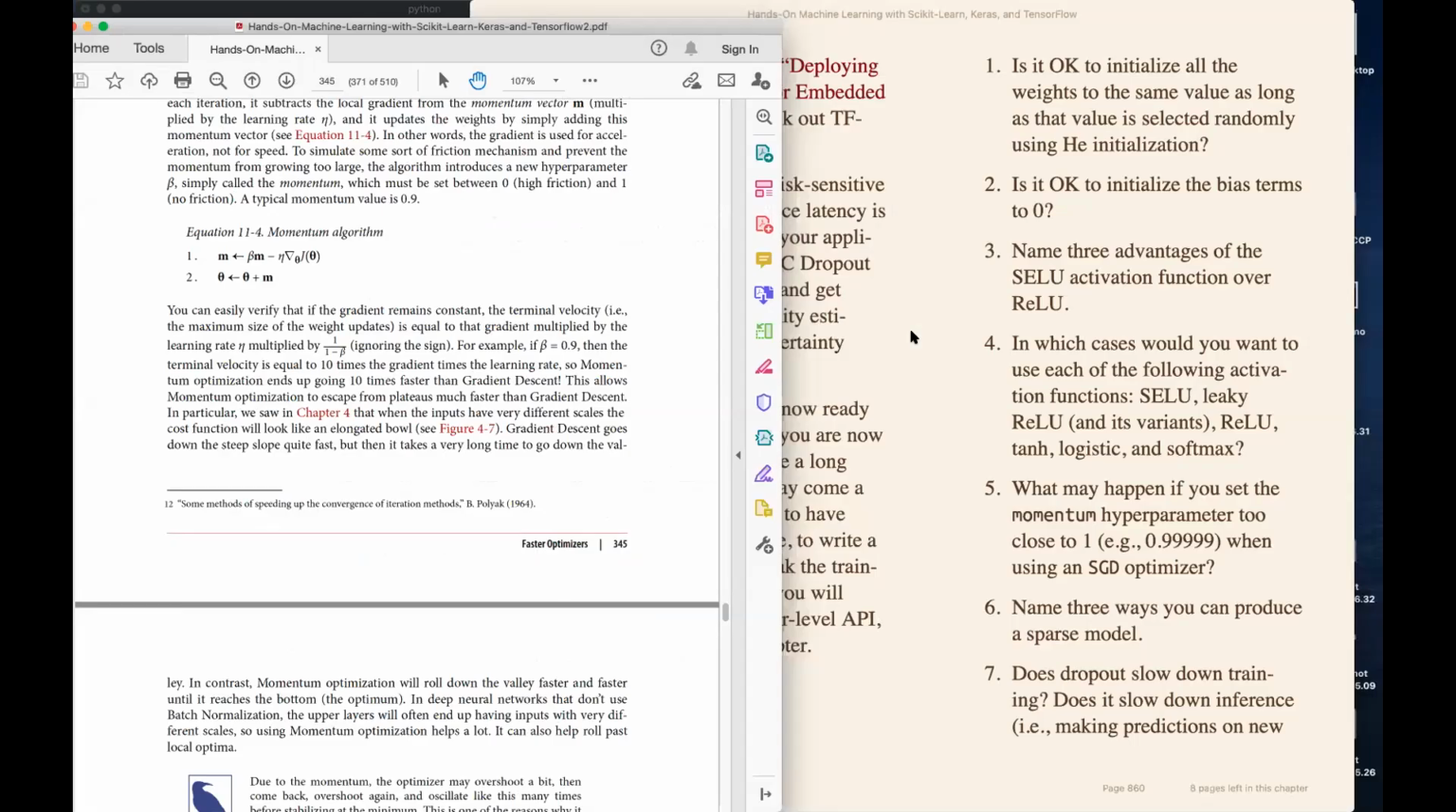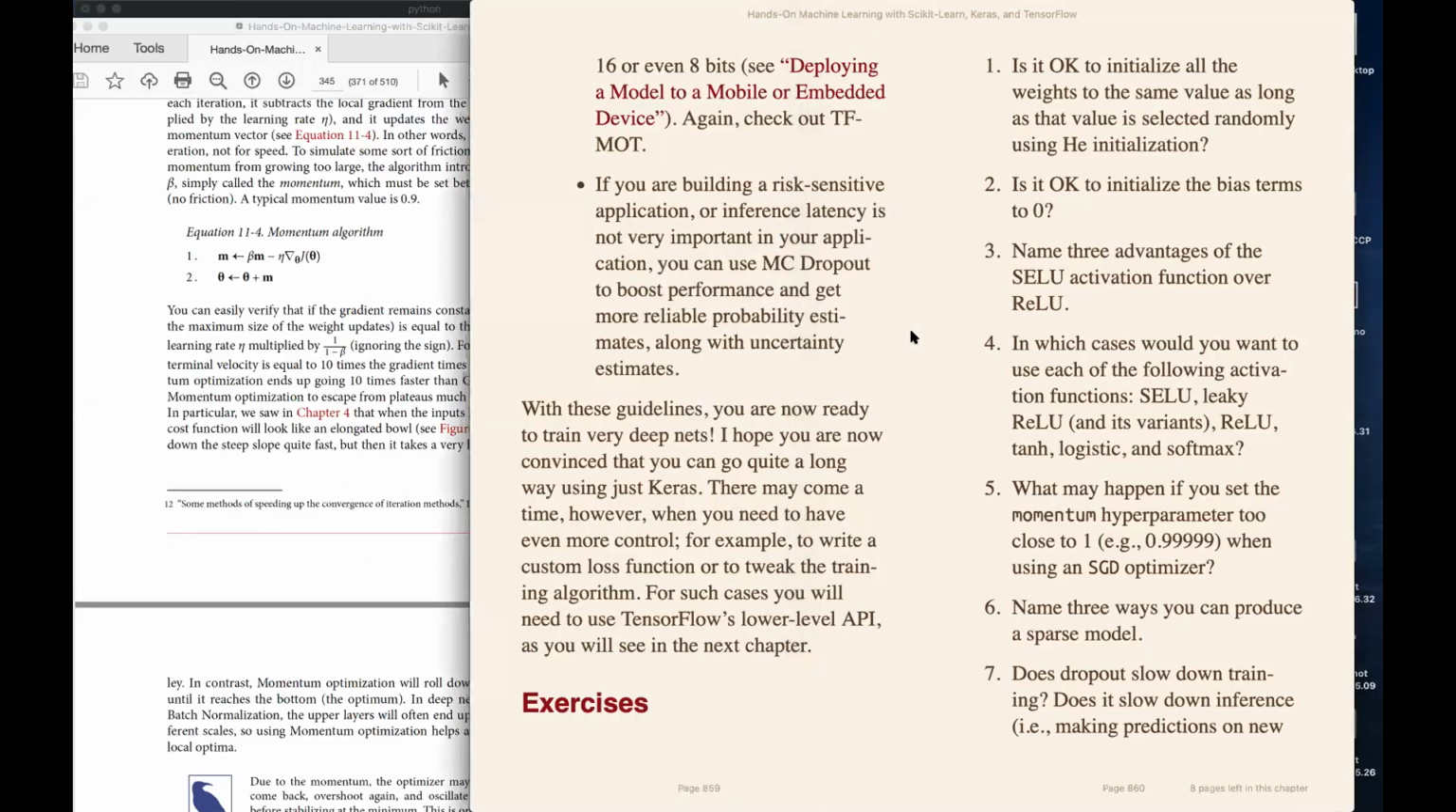Shall we do another one question, or do you want to stop? We're just 1 minute away from 6 o'clock. I can go. Okay, let's do one last question. What we'll do is reconvene on 5 o'clock on Wednesday as well, just to complete this. So the last question is, name the 3 ways you can produce a sparse model.